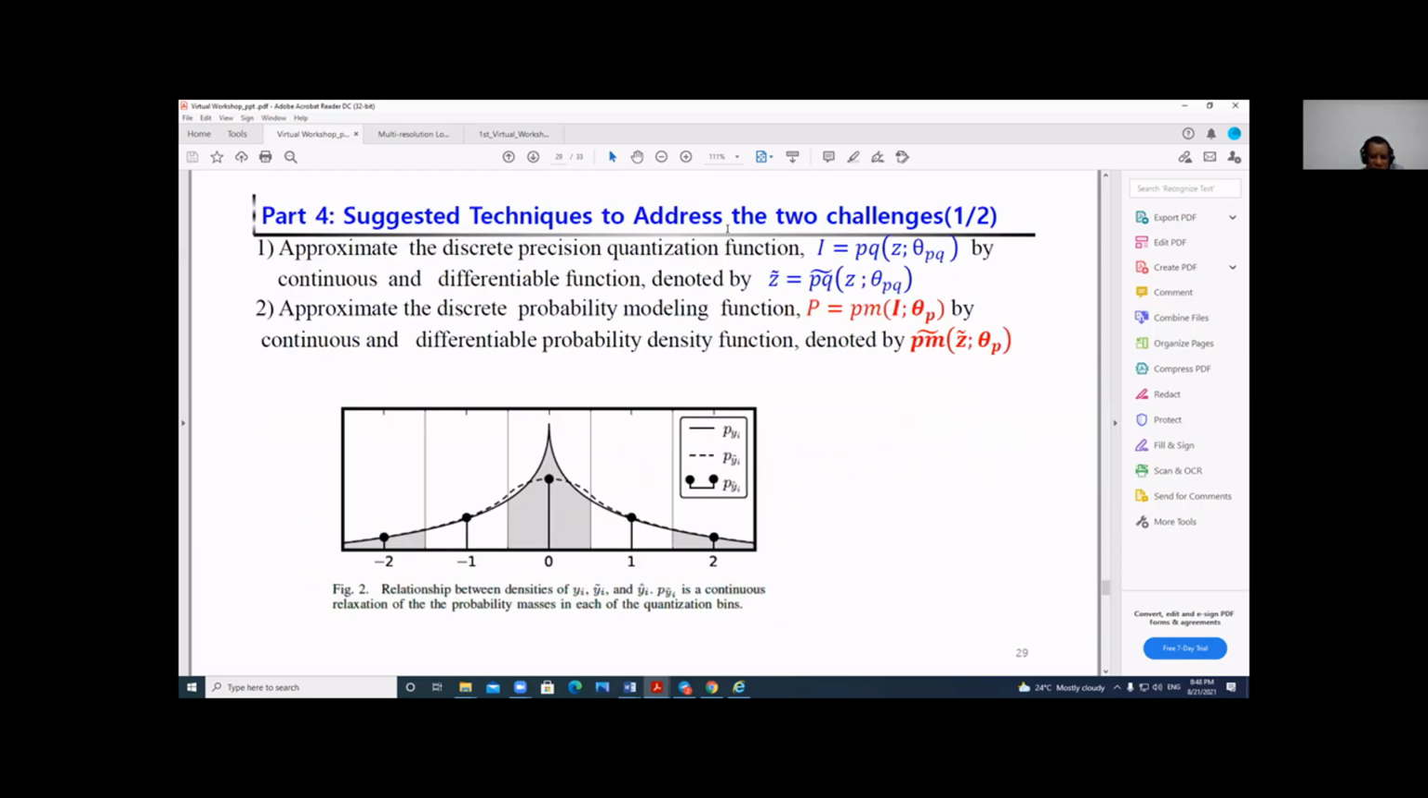So the solution is we have to approximate the quantization function and the discrete probability distribution function by a continuous version. As it is indicated here, this solid line is the original continuous function, and this dotted line is the approximate version, but these vertical lines are the discrete version. In the approximate version, there is overlapping here. If you take zero, there is a large gap here. If there is a large gap, it is not a true representation. So this is a challenge, okay?